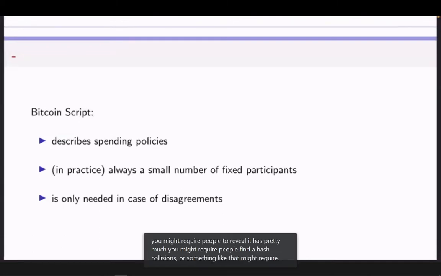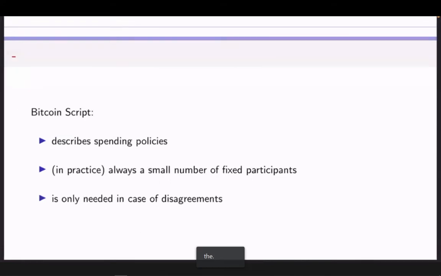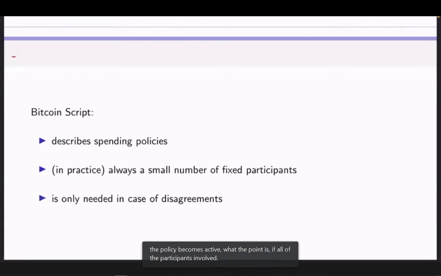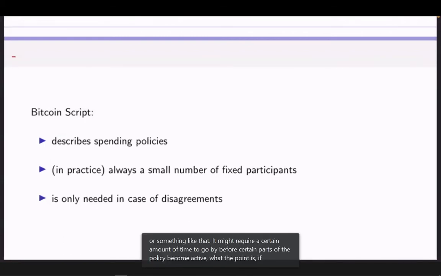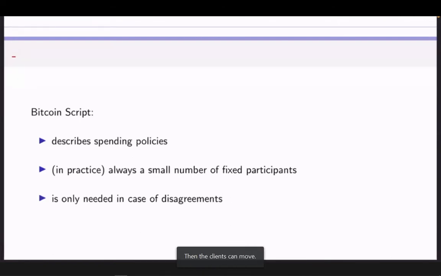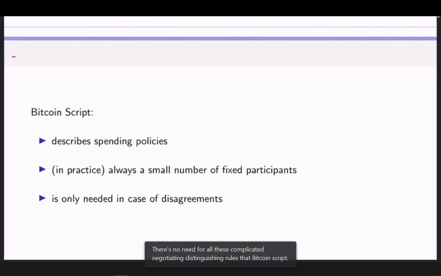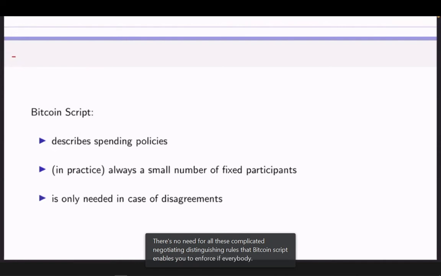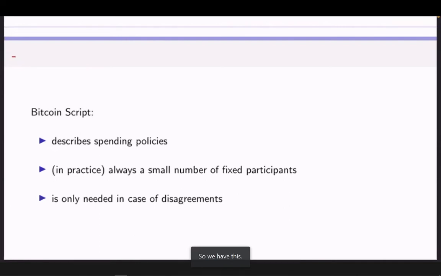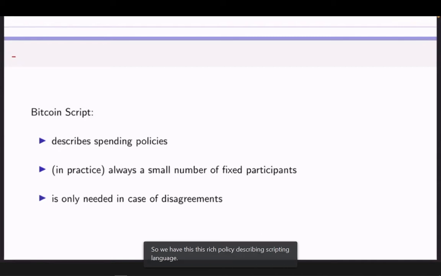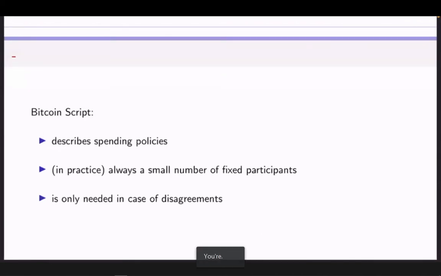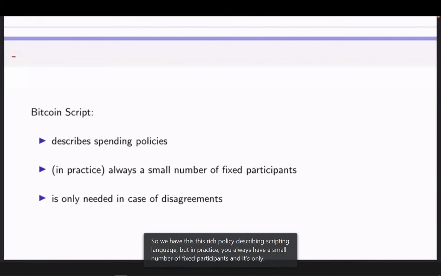You might require a certain amount of time to go by before certain parts of the policy become active, whatever. The point is, if all of the participants involved in the spending policy agree that the coin should be moved, then the coins can move. There's no need for all these complicated negotiating or distinguishing rules that Bitcoin script enables you to enforce if everybody involved in the policy agrees. So we have this rich policy describing scripting language, but in practice, you always have a small number of fixed participants and it's only needed in case of agreements or disagreements, I should say.